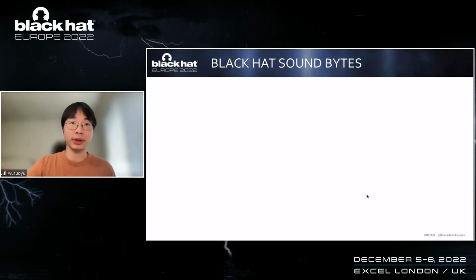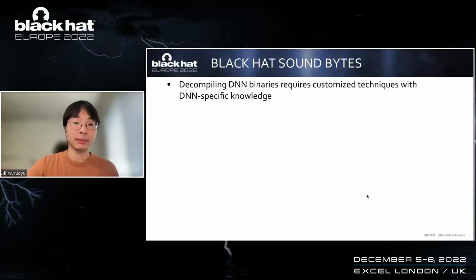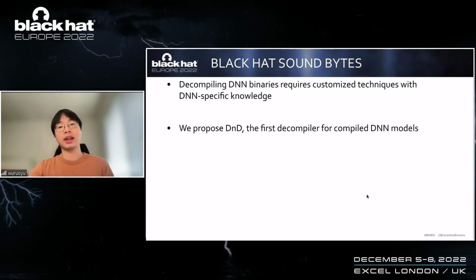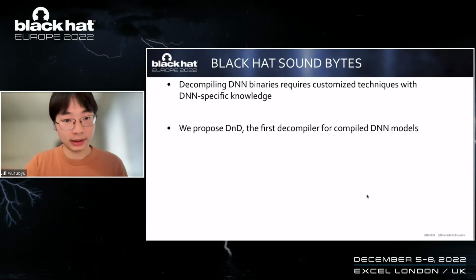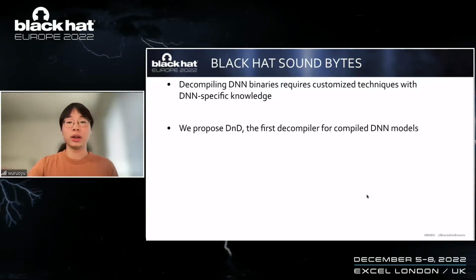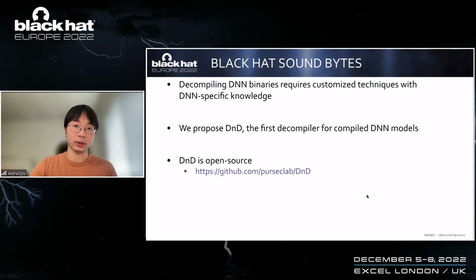In summary, decompiling DNN binaries requires customized techniques with DNN-specific knowledge. In this work, we propose DnD, the first decompiler for compiled DNN models. And our system is open source at GitHub.